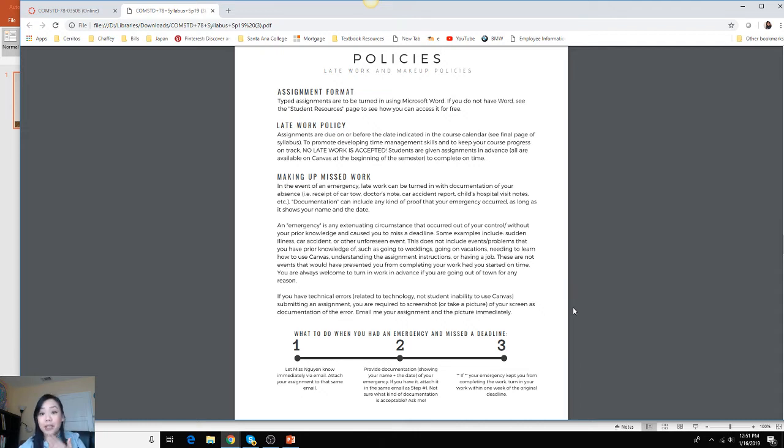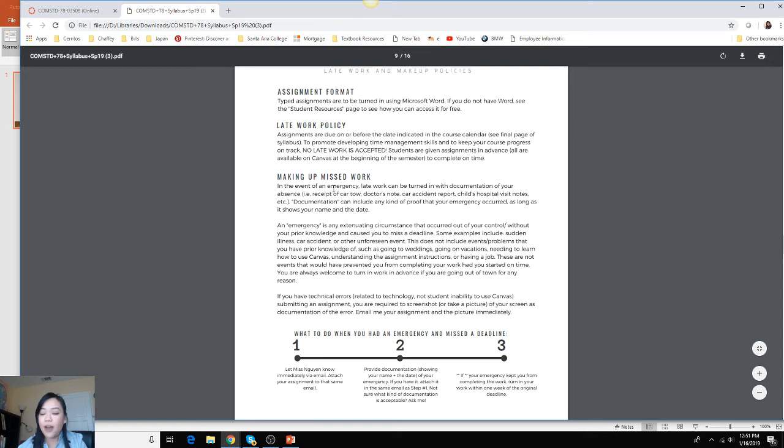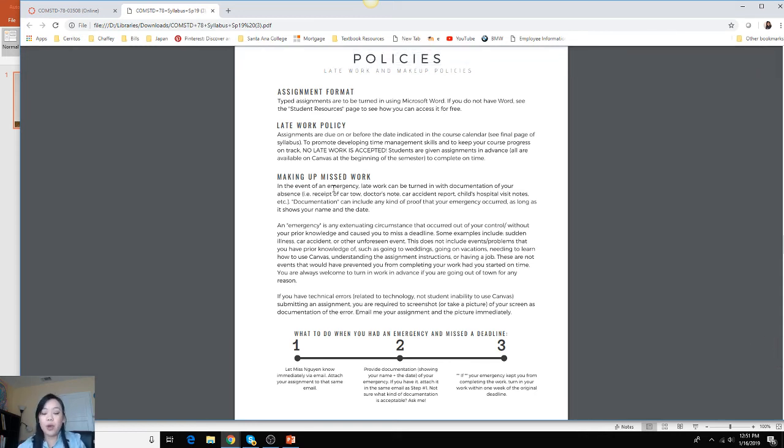The only time I do is in the event of an emergency, and I define emergency for you right here, meaning that you got into a car accident, you were suddenly ill and you didn't know, or your child or spouse was suddenly ill. In those cases I will ask for documentation. Documentation for me means any kind of proof that your emergency happened, and it has a name and a date on it that shows me when it happened and that you were involved, and that's it.